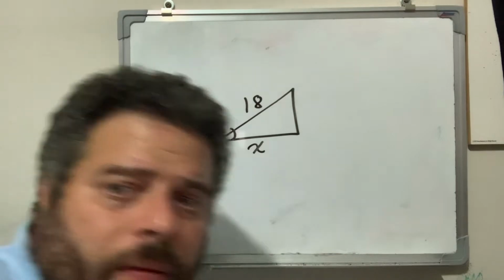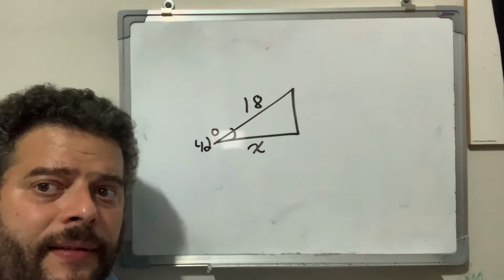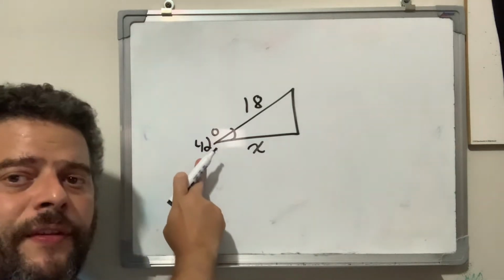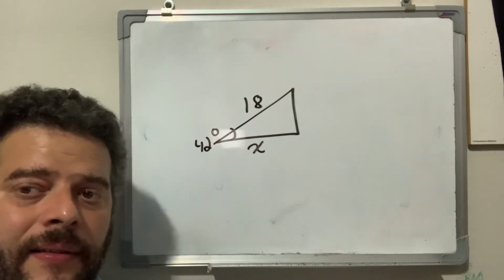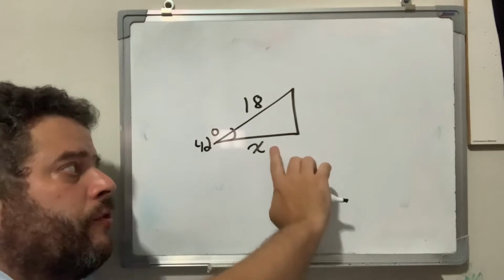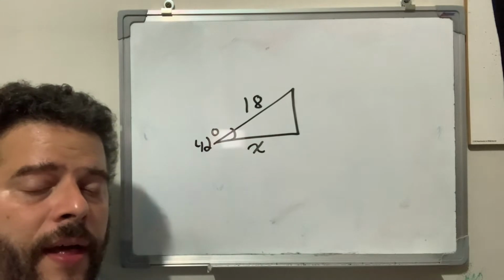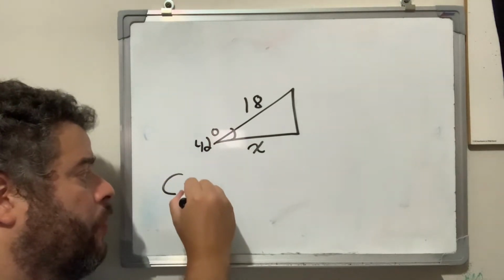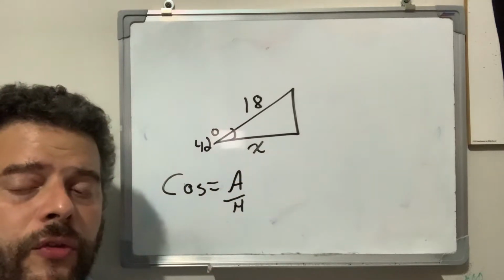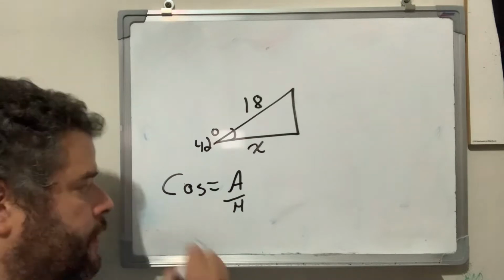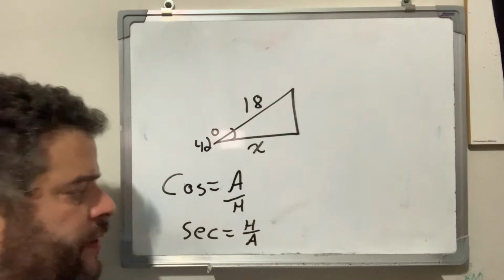So what do you do to solve this? You need a calculator, and you also need to know a little bit about identities. Again, since this is the reference angle and they're giving me the hypotenuse, I have to use an identity that both includes the hypotenuse and also the side adjacent to this angle. And we know that it would be cosine. Cosine is adjacent over hypotenuse. We could also use secant. Secant would be hypotenuse over adjacent.